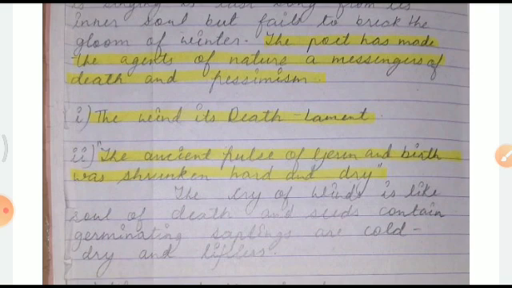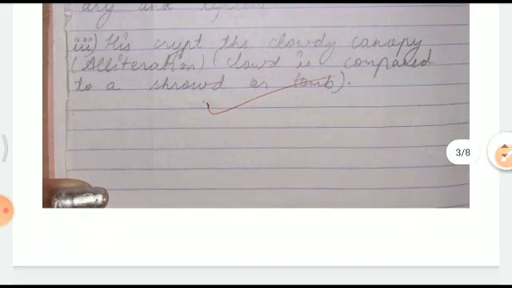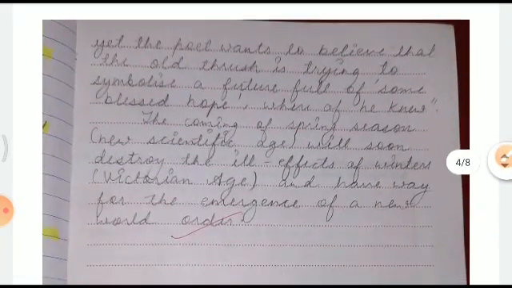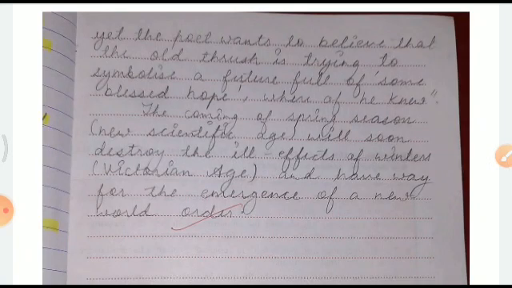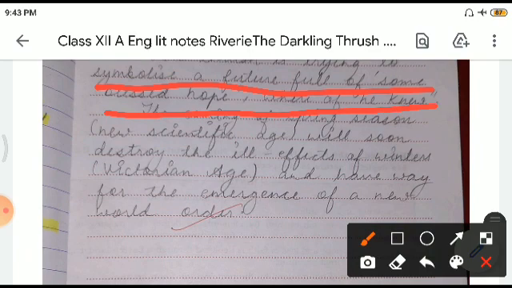"The ancient pulse of germ and birth was shrunken, hard and dry." The cry of winds is like the soul of death, and seeds contain germinating saplings. So here, this entire thing of germination and birth, all the concepts are becoming nothing. Yet the poet wants to believe that the old thrush is trying to symbolize a future full of some blessed hope. So at the end, there is a symbolism, because the old thrush, in the sound which it is producing, is symbolizing a future full of blessed hopes, right?